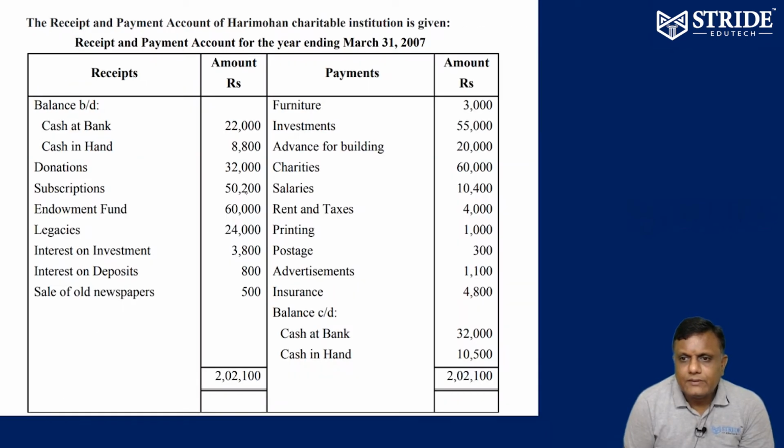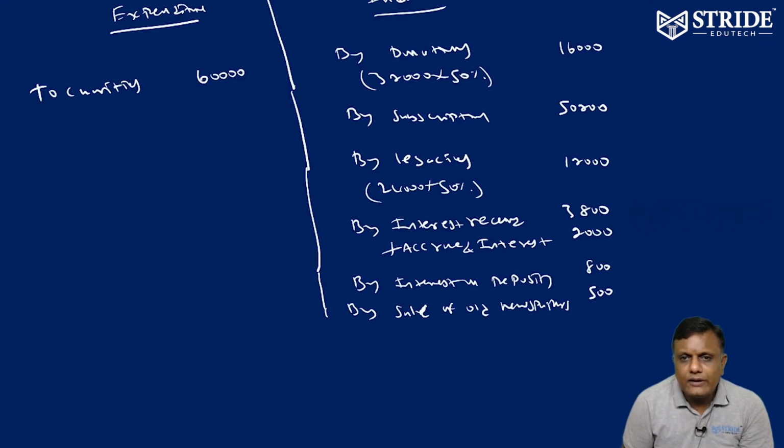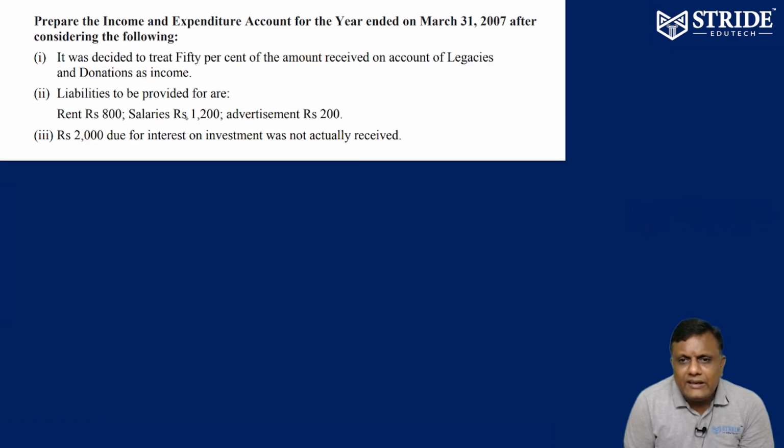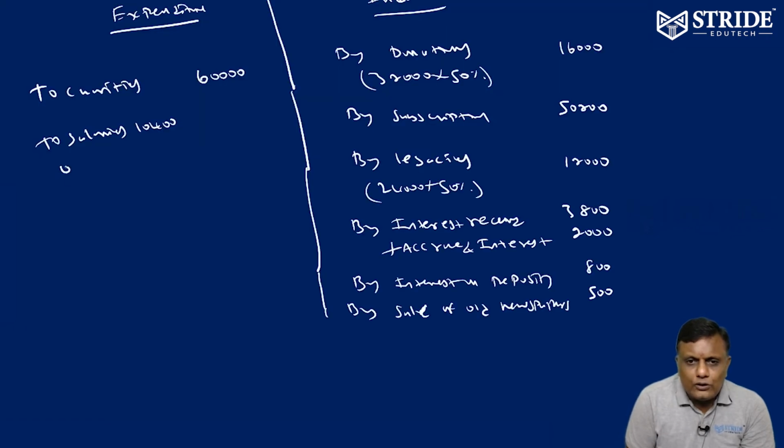Next. So salary is given. How much salary is given? 10,400. Okay. To salaries 10,400 is given. Is there any outstanding salary? Yes, 1,200. Outstanding salary 1,200. Right. So 10,400 plus 1,200 comes around 11,600.